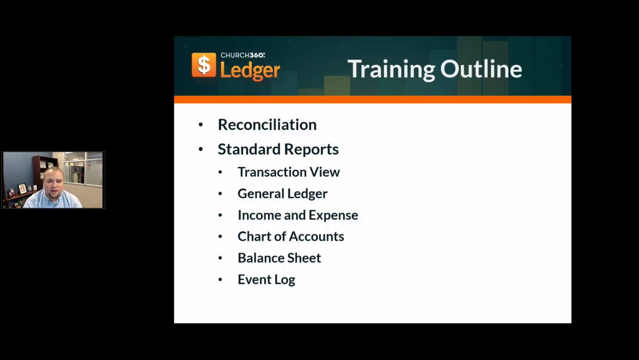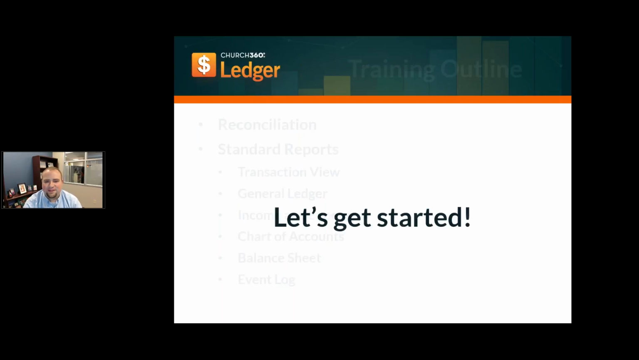Then we'll get into our standard reporting view. We'll go through the transaction view, look at the general ledger, income and expense, chart of accounts, balance sheet, and also the event log. And I'll show you how to export those to Excel or print them off. Let me get to my slide that says let's get started.